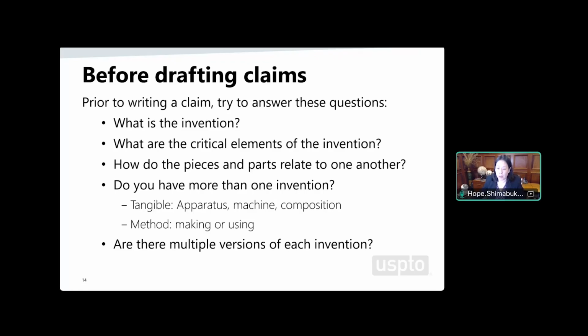And while you are able to disclose each of these inventions within one application, in some circumstances, if the examiner determines that they are all different inventions, then they may request that you split the inventions into separate applications, and that is called a restriction.